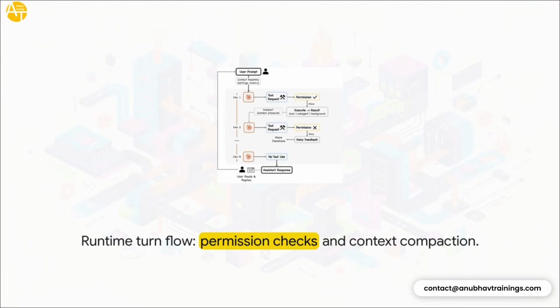And you can see this protection spring into action during the runtime turn flow. Whenever the agent requests to use a tool, like, say, writing a file or running a shell command, it gets intercepted. It has to pass through an ML-based auto mode classifier and manual approval dialogues before it can execute a single thing. It essentially forces a pause to ensure everything is safe before moving forward.